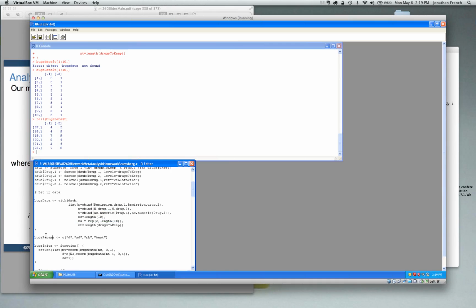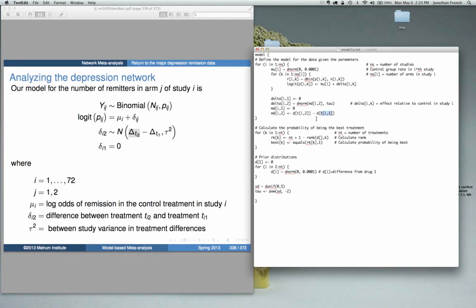So we can then define the parameters that we're interested in monitoring. Actually, before we do that, let's jump back over to our BUGS code and look at the rest of it. What we've covered so far really defines the likelihood of the model, plus the prior distribution for the mu's. If we jump down to the bottom of this code, we see the prior distributions for the deltas, or the d's as I've labeled them in the BUGS code. And here again, by definition, d1 is 0.